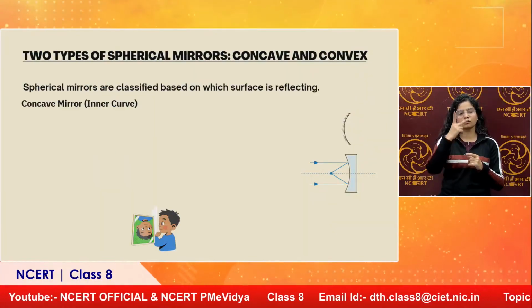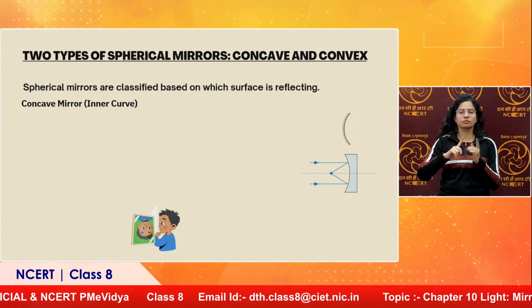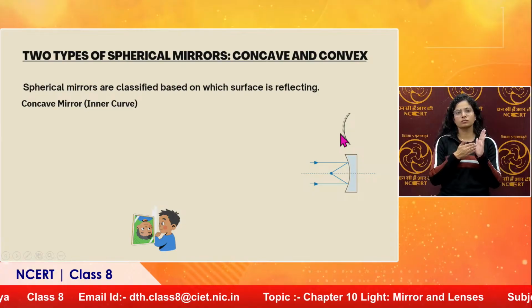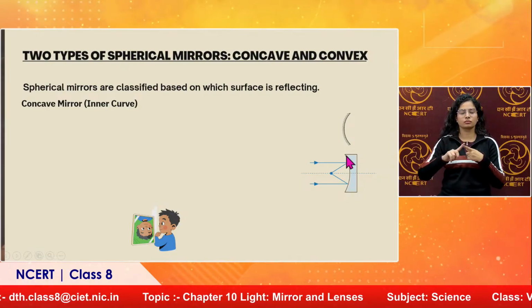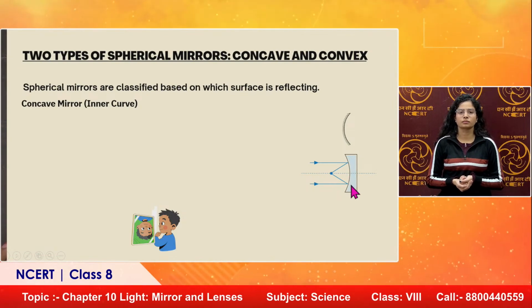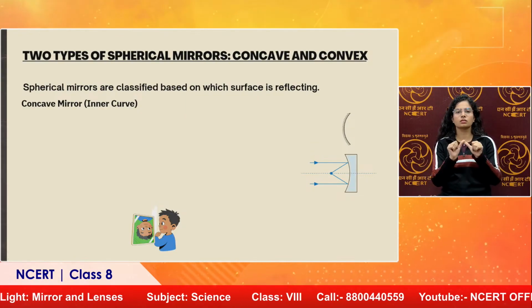Now further, we have seen what the types are. First we have concave mirrors and convex mirrors. We'll quickly see how they are different from each other. For concave, the reflecting surface comes outside. In this picture you can see the reflecting surface is outside and here it is making a cave-like thing. This is your concave. Always remember, concave means you have a cave from where the light gets reflected.